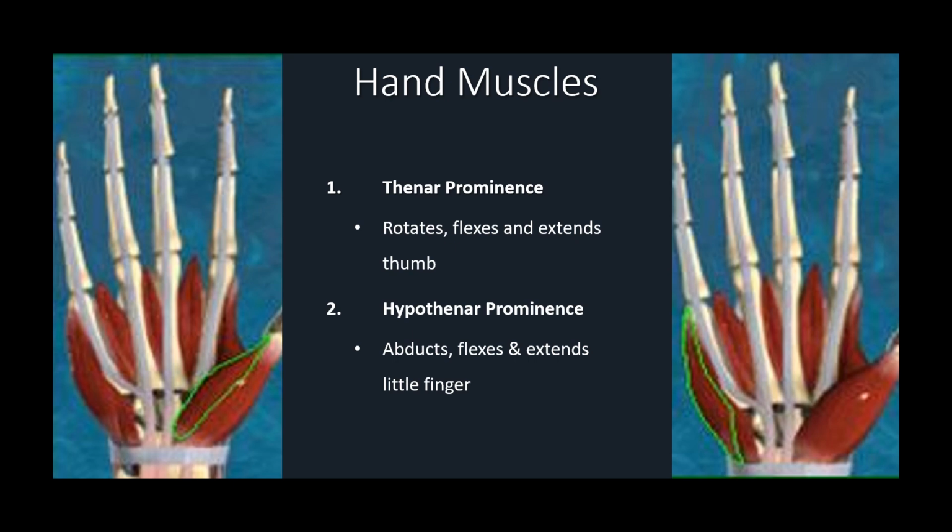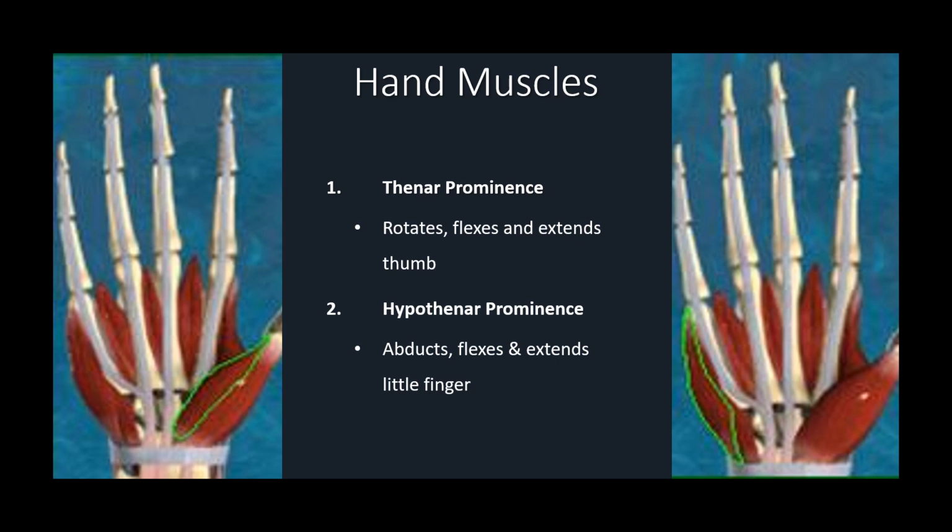These are the hand muscles. Now, if we're looking at the right hand, palm up, palm facing you, the thenar prominence or thenar muscles are on the thumb side. So they are the big prominence that you can see at the bottom of the thumb, as outlined in the picture on the left. Now, the thenar prominence is a collection of individual muscles, and these rotate, flex, and extend the thumb.